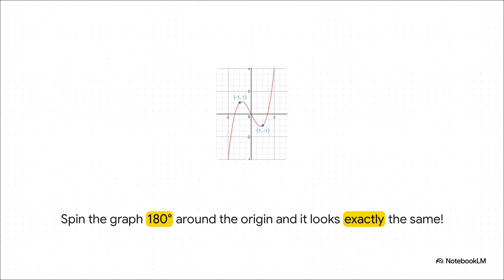Here's a fantastic way to picture this. Imagine you could put a thumbtack right in the center of the graph, and then you spin the whole thing halfway around. If it lands and looks exactly the same as when it started, bam, you've got yourself an odd function. It's kind of like a seesaw, balancing perfectly on that middle point.